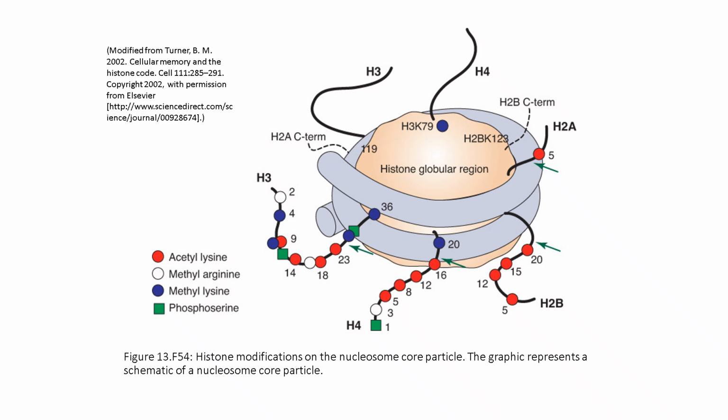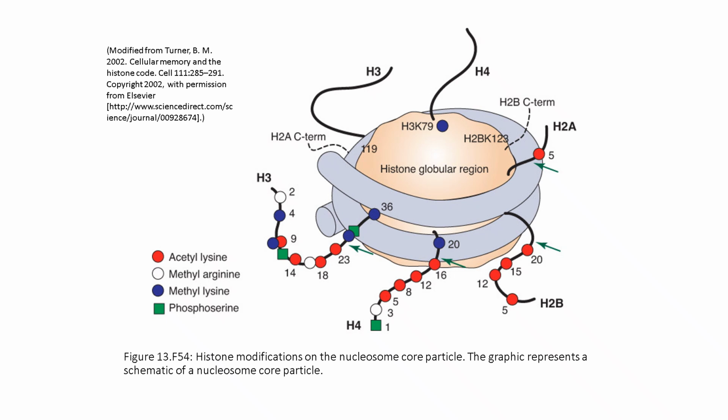This schematic shows histone modifications mapped across the core histone proteins H2A, H2B, H3, and H4 within a nucleosome. Each circle represents a specific chemical modification.